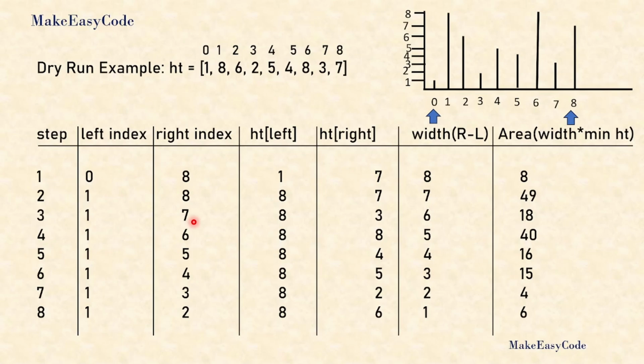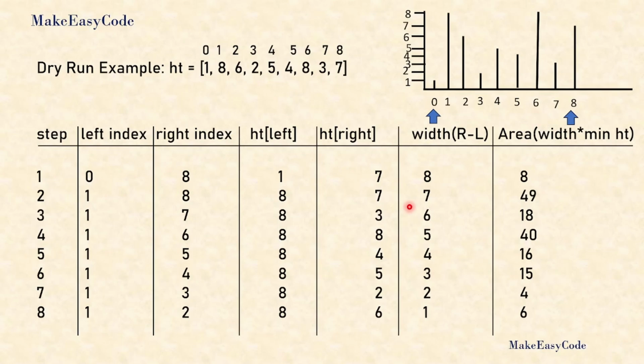and values are 8 and 3, and width will be 6, that is 7 minus 1, and the minimum height between these two columns is 3. So our area will be 18. So in our area there will be no change because we already have the maximum area. But this time again this arrow will come to 6, minus 1.